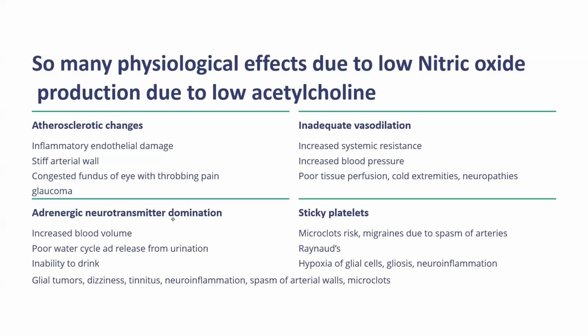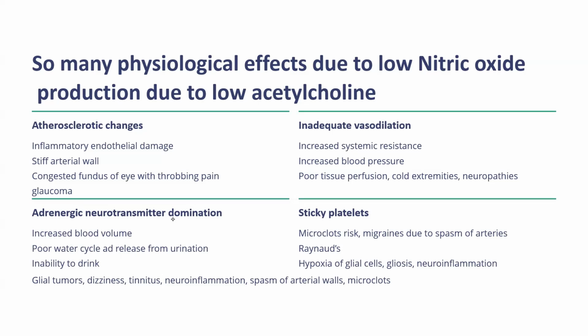So now, whenever the acetylcholine is low, there is a transient adrenergic neurotransmitter domination. Adrenergic neurotransmitter domination increases blood volume. There is a poor water cycle and release from the urine. Inability to drink is commonly seen in such people. They will say if they drink more water, they feel full and they feel like nausea after drinking.